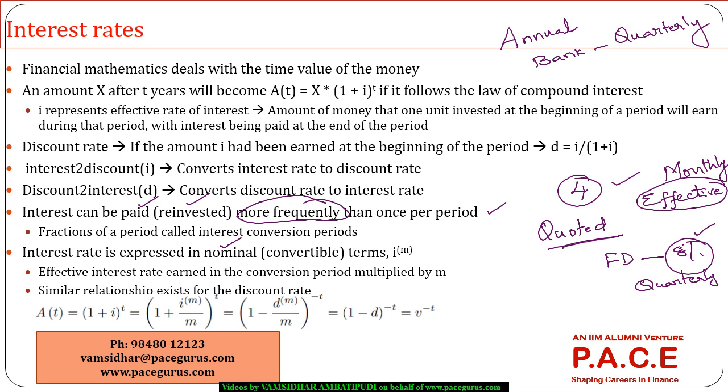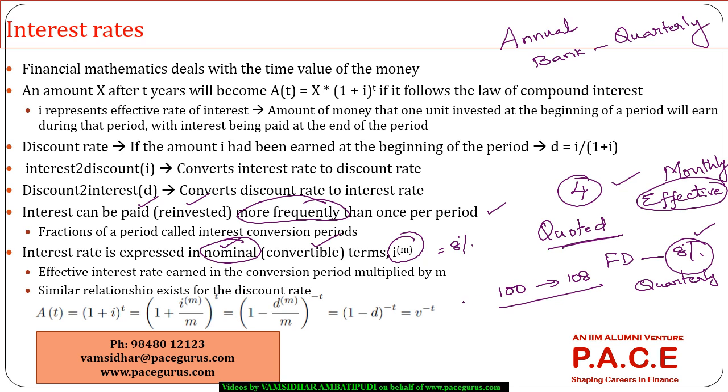So they will quote it as the quoted interest rate, otherwise called the nominal interest rate, and they would also specify the convertible term. So they may say 8% is the quoted interest rate, but it is compounded quarterly. So the convertible term, I4, is 8%. But what I actually get, it doesn't mean that if I am depositing 100, I will get 108 at the end of 1 year.